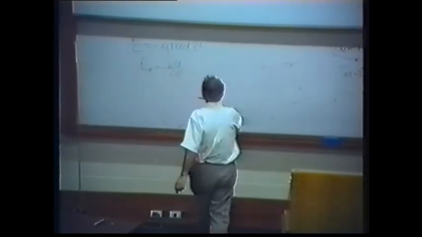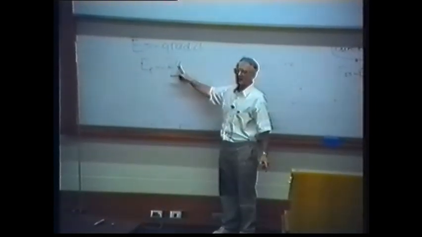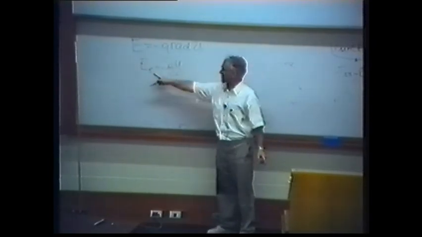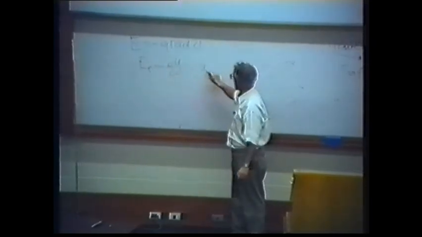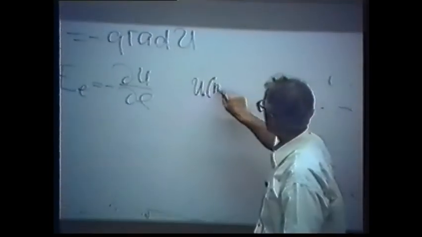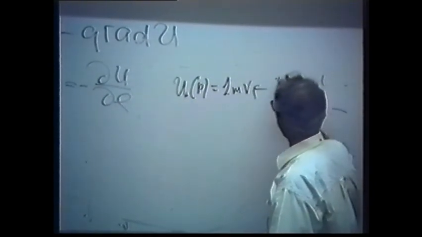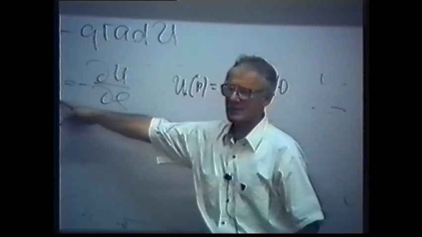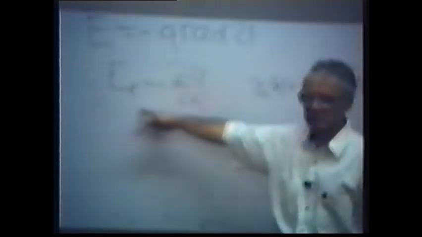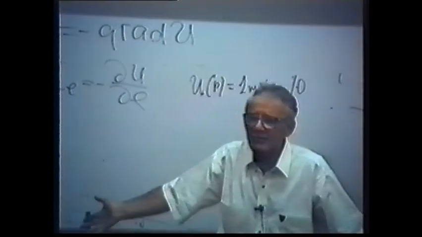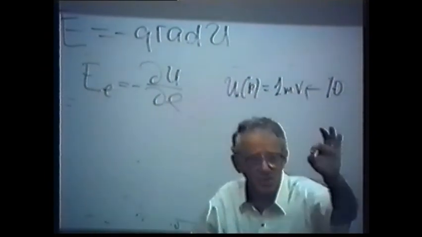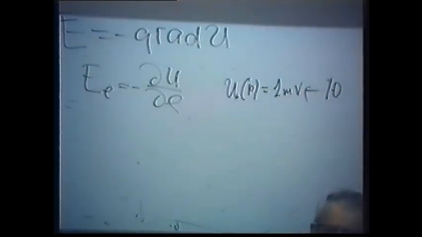Now, tell me please, if I add some constant, what happens? I have potential at some point P, U is 1 millivolt. Then I add constant 10. What happens with the component of electrical field? Nothing. The derivative of a constant is 0. So an infinite number of potentials satisfy the same electrical field.